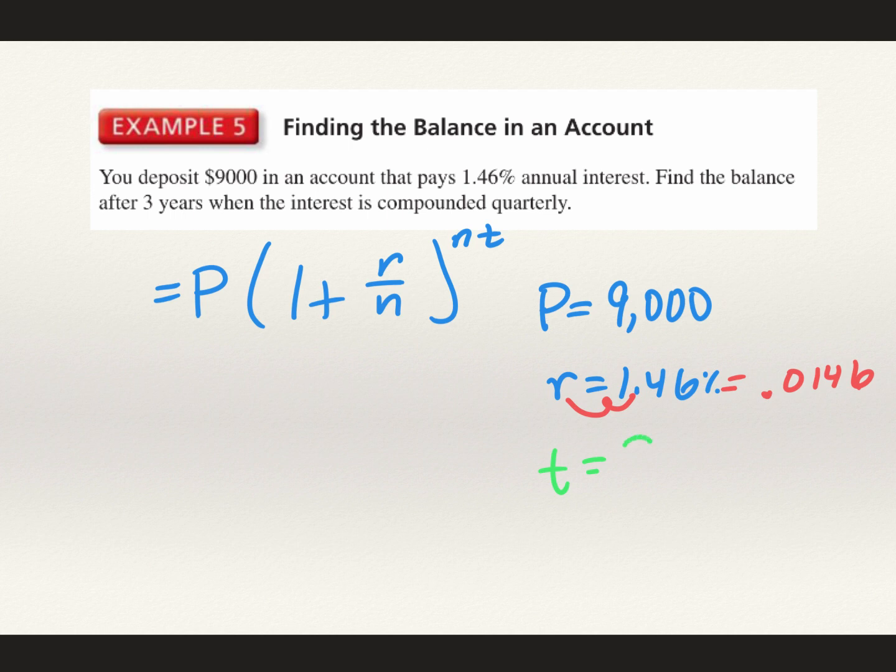After 3 years, good. And then how the money is compounded. That's my n value. How is this compounded? Quarterly. How many quarters are in a year? 4, right? Everything that you need to put into the formula is going to be given to you. You just need to know how it's represented. You need to make sure your interest rate is correct, and then you need to make sure that you understand how the money is compounded.